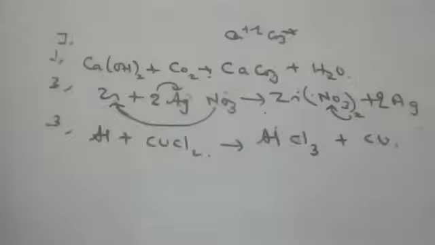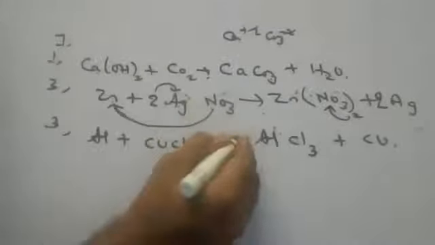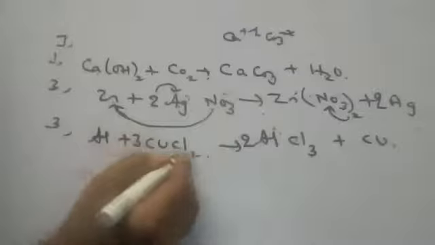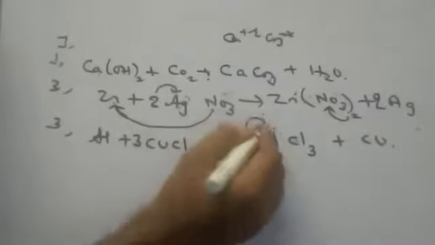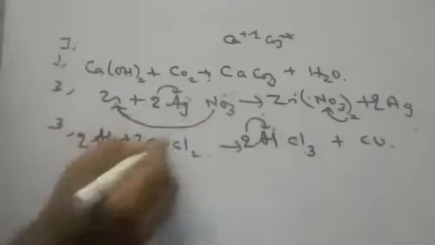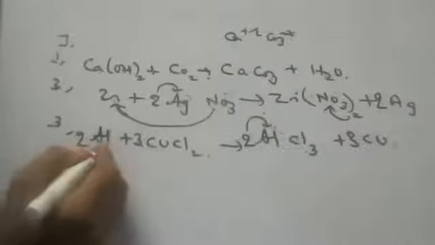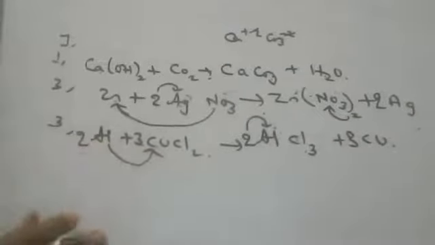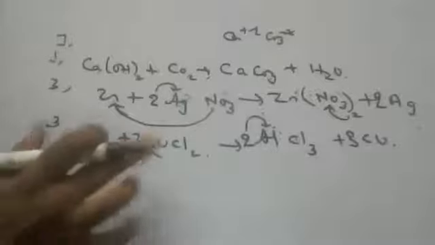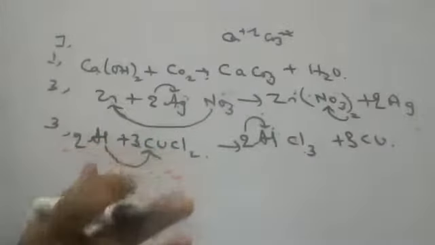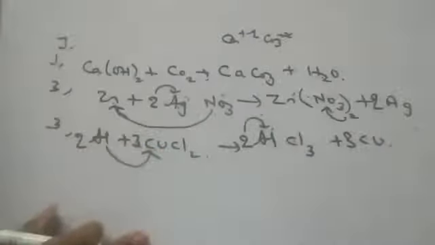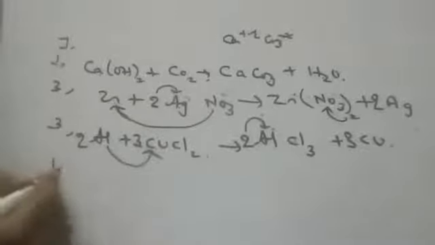Now, balancing of the reaction, you check, children. So put here 2, put here 3, because 3 to the 6 chlorines, 2 to the 6 chlorines, but aluminium atoms are 2. 3 coppers are there, put 3. More reactive aluminium displaces less reactive copper from its salt. More reactive metal displaces less reactive metals from their salts in displacement reactions. I told you all these things also. Okay, children, next one. Fourth one.